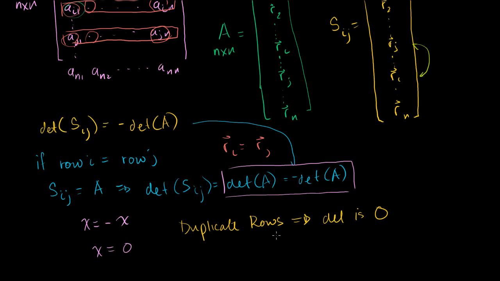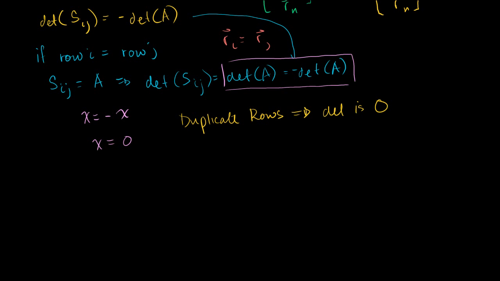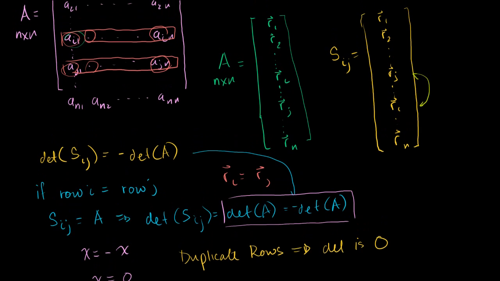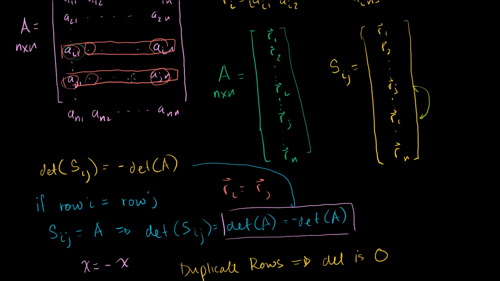And that really shouldn't be a surprise, because if you have duplicate rows, remember what we learned a long time ago. We learned that a matrix is invertible if and only if its reduced row echelon form is the identity matrix. But if you have two duplicate rows, let's say these two guys are equal to each other, you could perform a row operation where you replace this guy with this guy minus that guy, and you'll just get a row of zeros. And if you get a row of zeros, you're never going to be able to get the identity matrix.